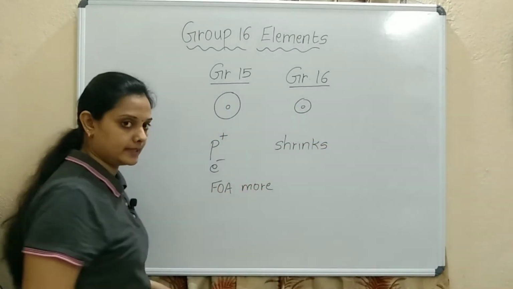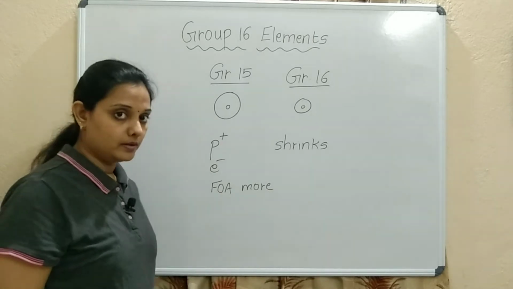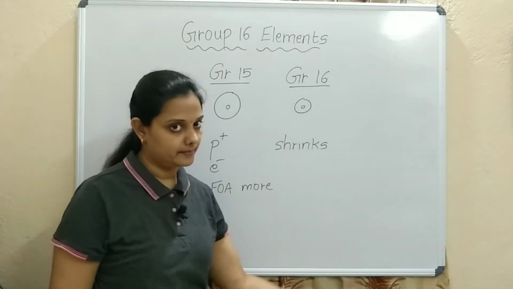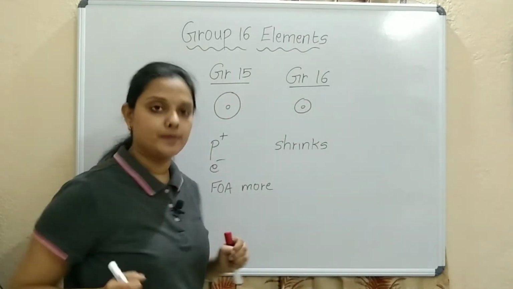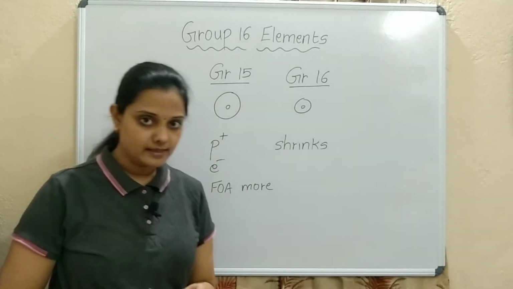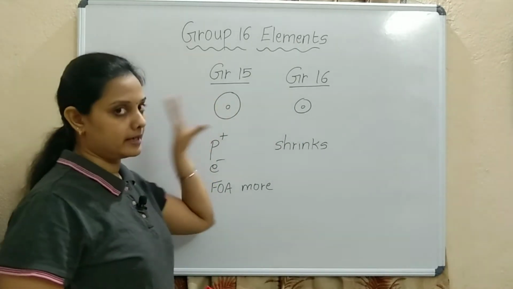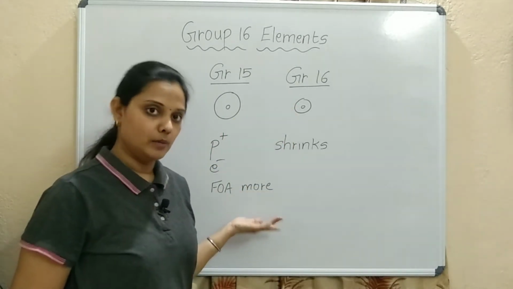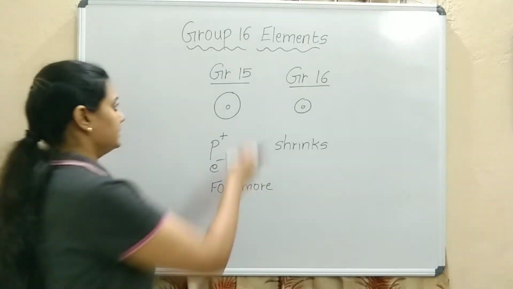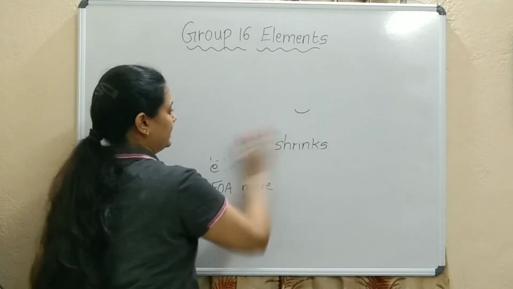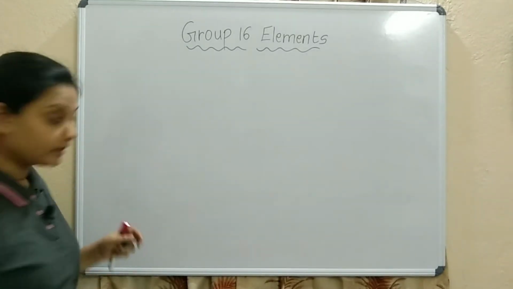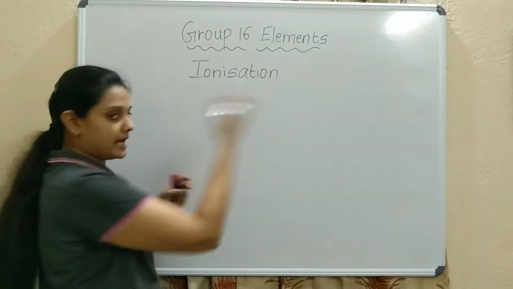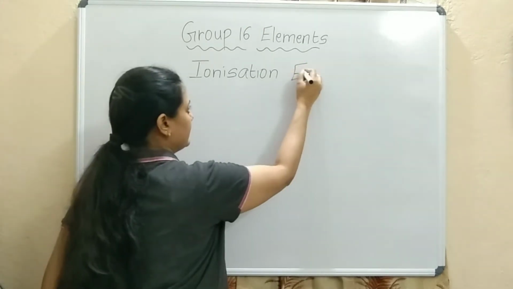So left to right, in a period or in a row, the atomic radii or the ionic radii goes on decreasing. So we are comparing with group 15 and group 16. Group 15 elements have a bigger atomic radius than group 16 elements. What is the reason? The force of attraction is more. See the next property, ionization enthalpy. We will discuss the properties and then also compare with group 15, because we have already completed that topic.